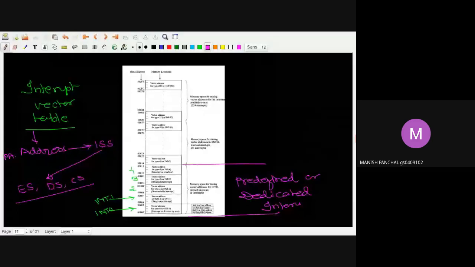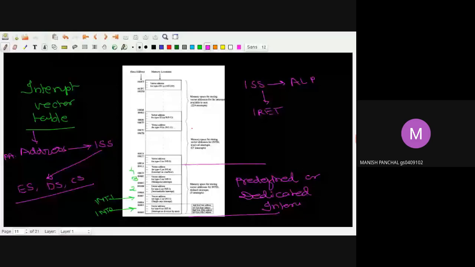The ISS may be written in an assembly language program to solve that interrupt, but with the condition that the last instruction should be IRET, immediate return, so that it can resume. Is it clear? Is it clear?